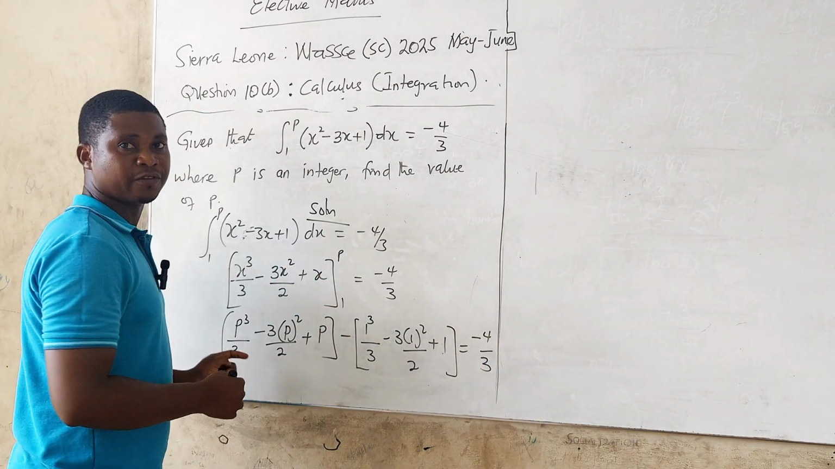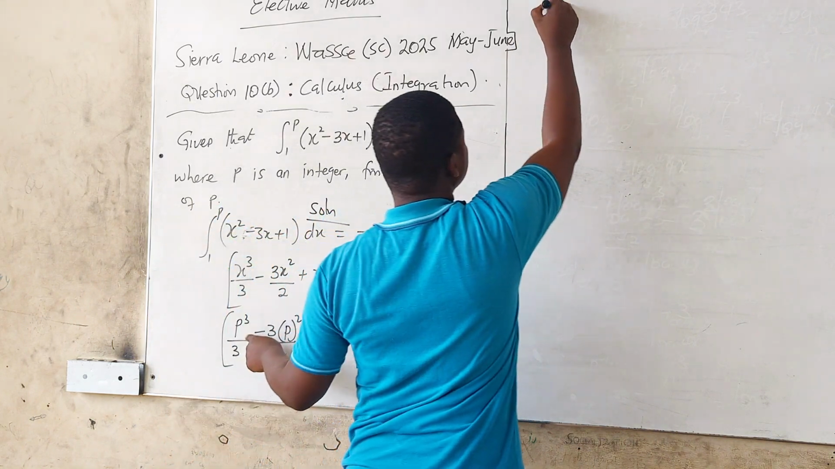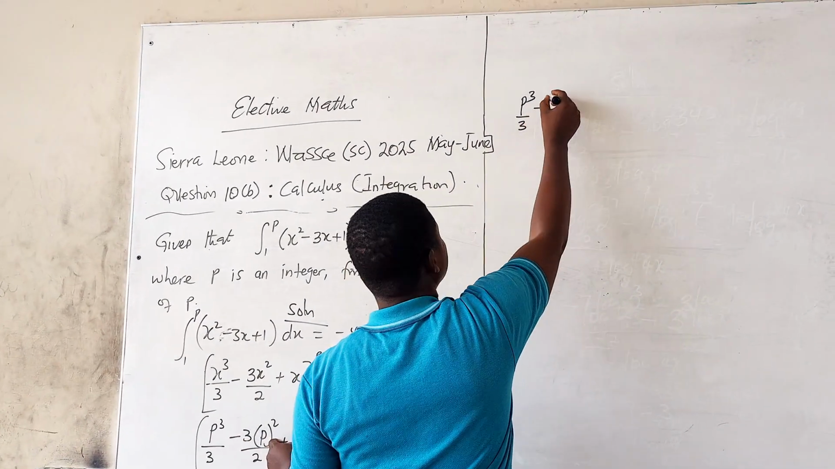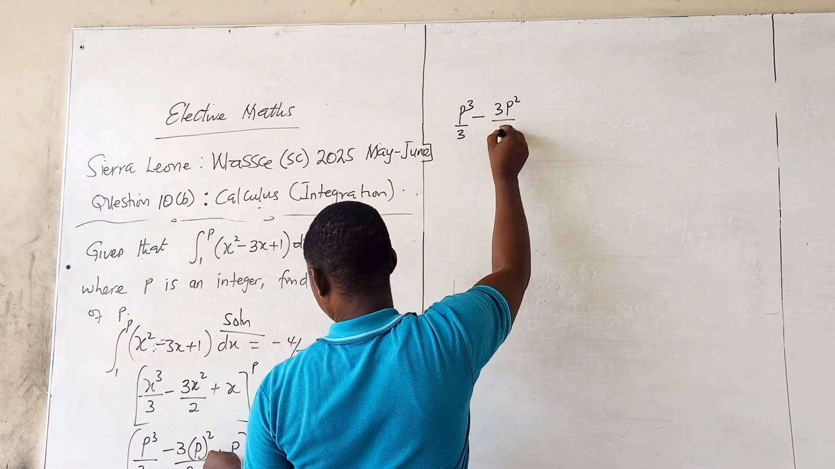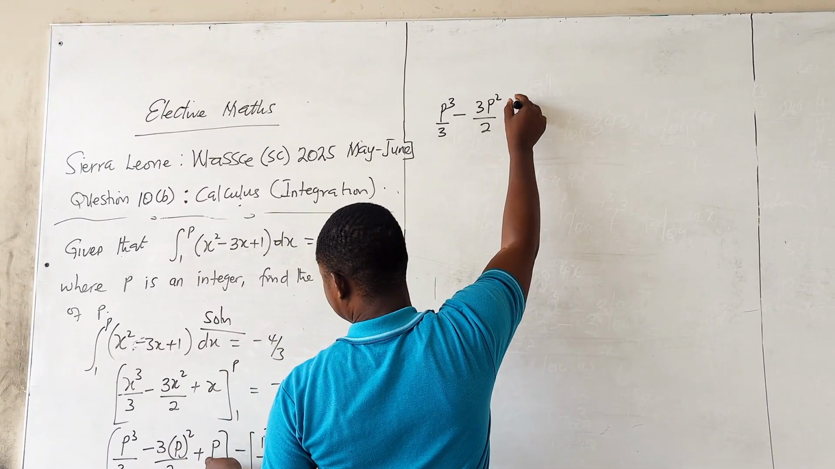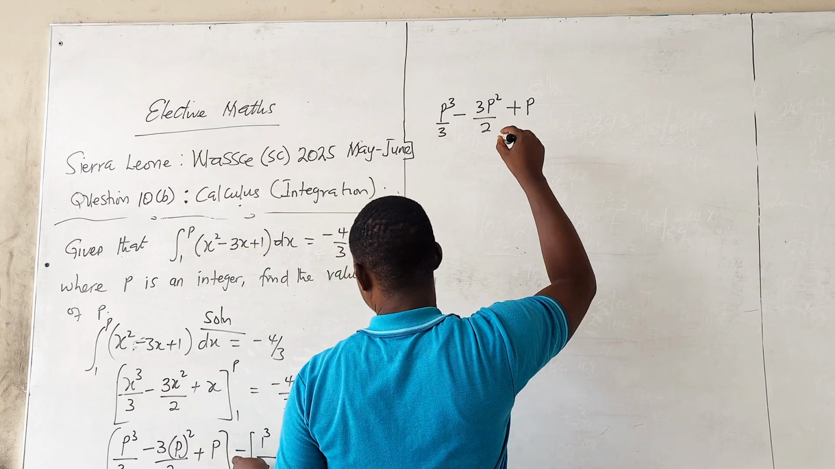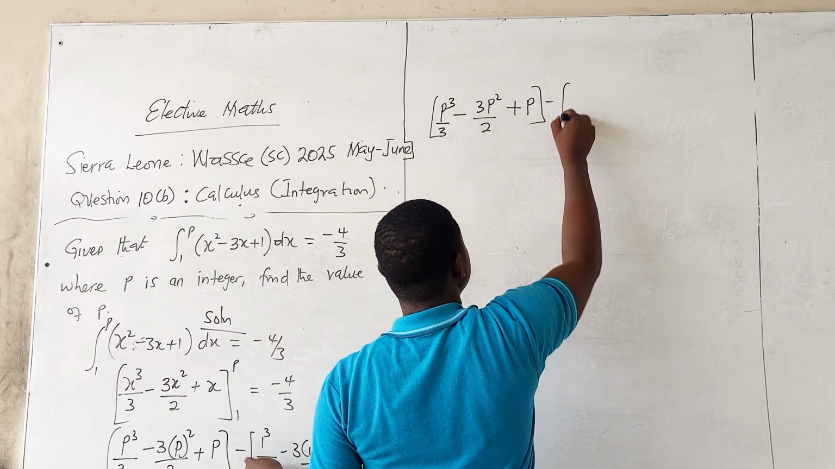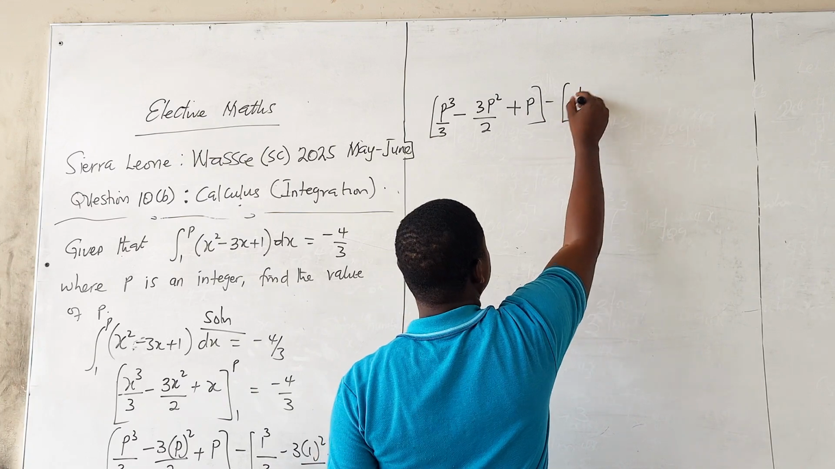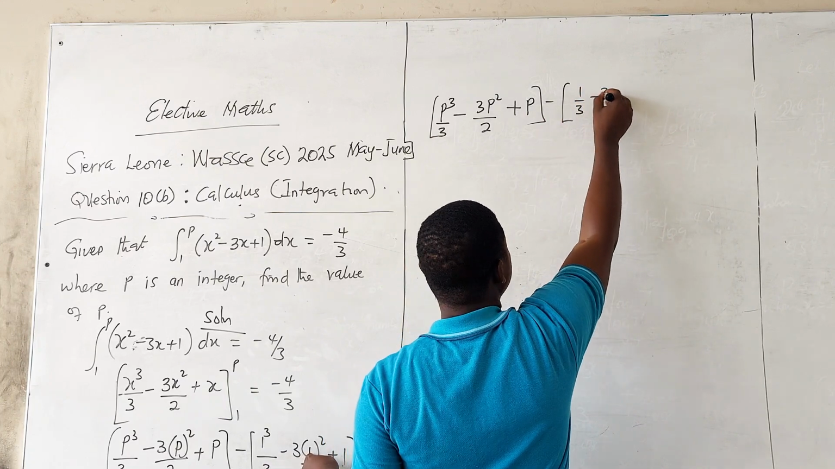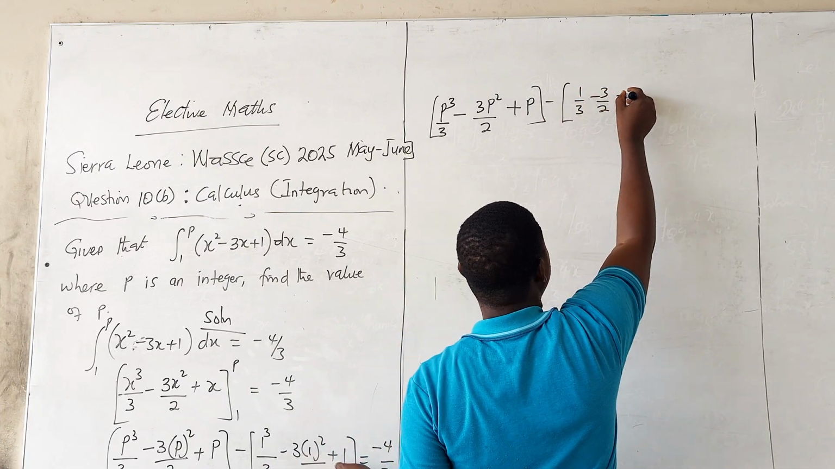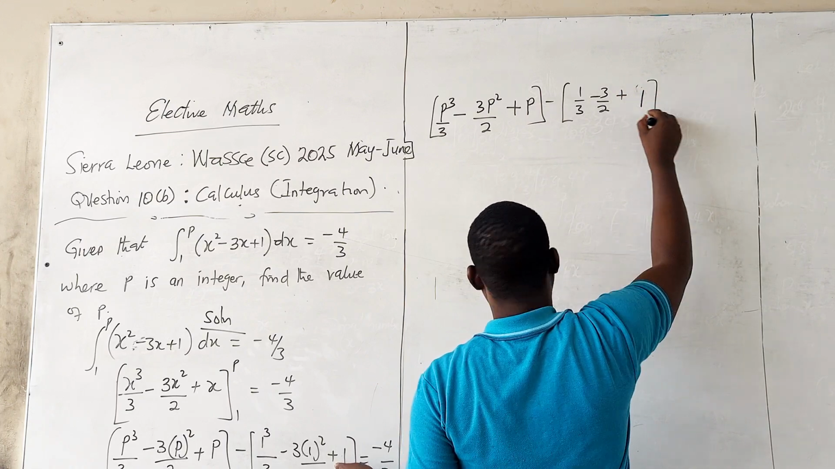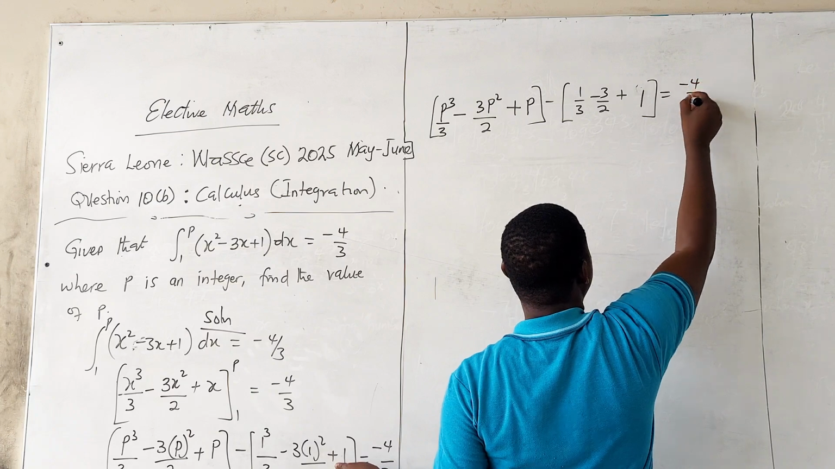So we continue to simplify that. We have p cubed over 3 minus 3p squared over 2 plus p, minus, this is 1 over 3 minus 3 over 2 plus 1, equal to negative 4 on 3.